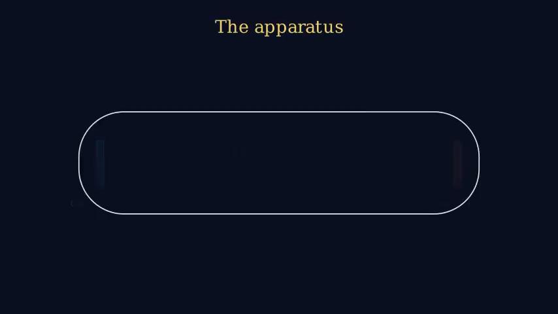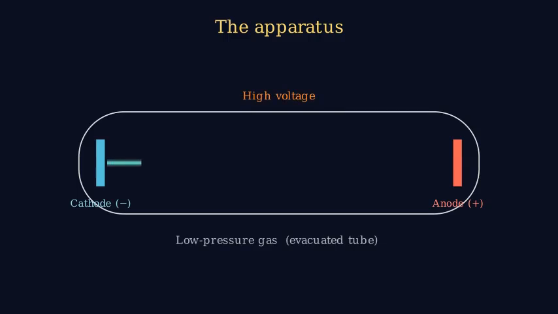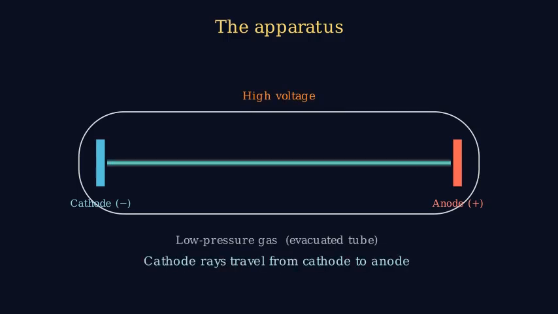A glass discharge tube is fitted with two metal electrodes. The electrode connected to the negative terminal is the cathode. The positive electrode is the anode. Air is pumped out until the pressure is very low, only a few millimeters of mercury. When a high potential difference is applied, a stream appears to leave the cathode and travel towards the anode. These streams are cathode rays.